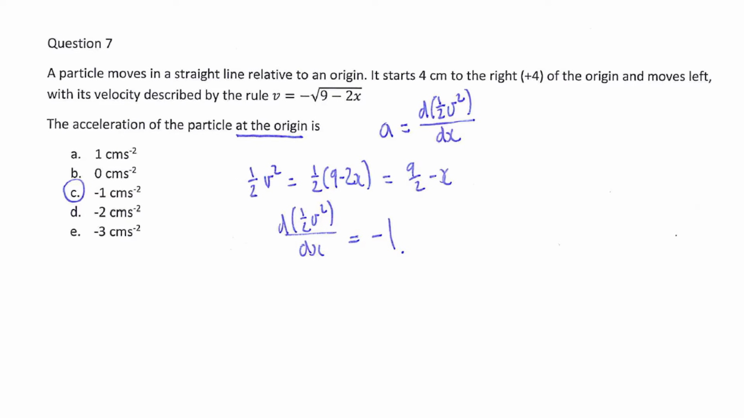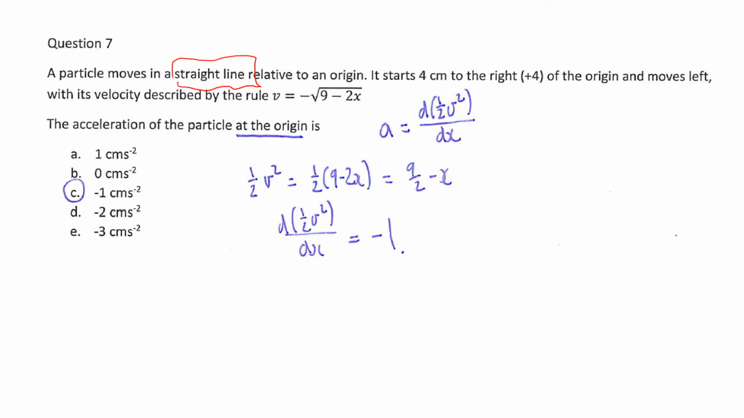All right, question 7 is another kinematics. How do we know kinematics? Because we're talking about a particle moving in a straight line relative to an origin. It starts 4 centimeters to the right and moves left with its velocity described by that rule. So hence you can see it's always negative for all values of x. V is negative, so it's constantly moving towards the left.